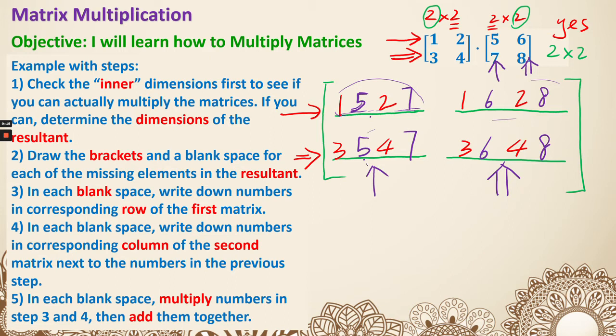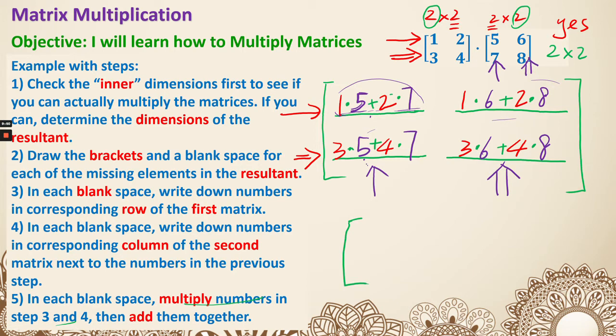Lastly, in each blank space, multiply numbers in steps 3 and 4, then add them together. So next, we are going to look at the pairs of numbers. Multiply numbers from step 3 and 4. Step 3, I used color red. Step 4, I used color purple. So I am going to multiply the step 3 and step 4 numbers, then add them together. Multiply, add, multiply, add. Now I just need to calculate every single space.